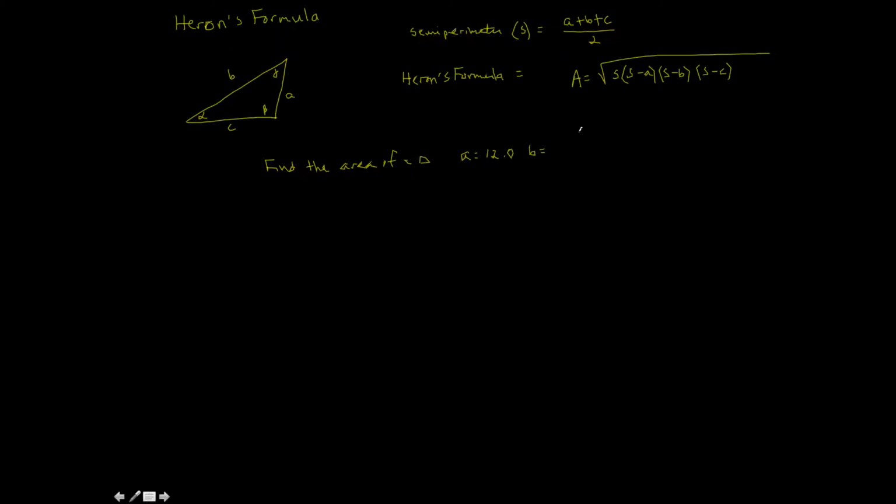B equals 8.0, and C equals 6.0. Alright, so first things first, let's find the semi-perimeter. So that's going to be 12.0 plus 8.0 plus 6.0 divided by 2. Okay, so that should come out with 13.0.